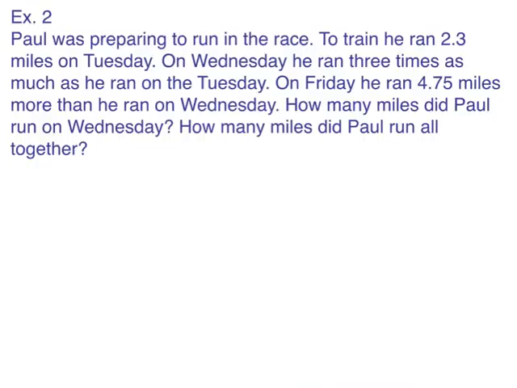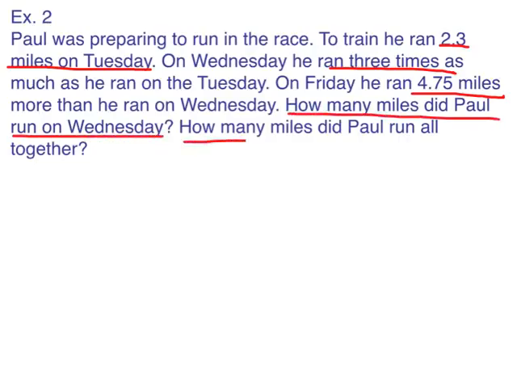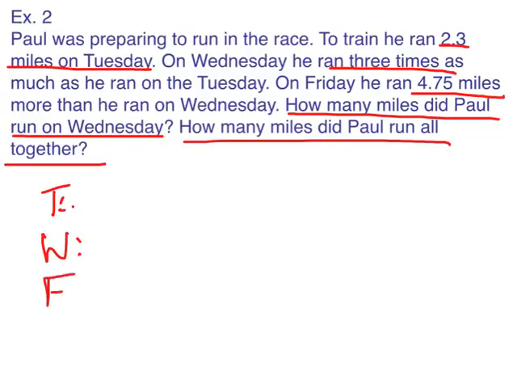Let's look at another example. Paul was preparing to run in a race. To train, he ran 2 3/10 miles on Tuesday. On Wednesday, he ran 3 times as much as he ran on Tuesday. And on Friday, he ran 4 75/100 miles more than he ran on Wednesday. The questions we need to answer are, how many miles did Paul run on Wednesday, and how many miles did Paul run altogether? Well, to do that, first, we need to represent Tuesday, Wednesday, and Friday.